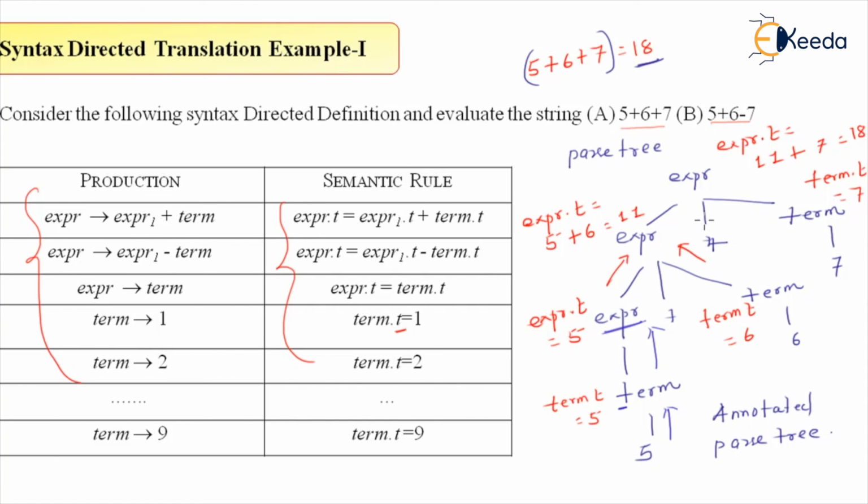Okay, and we can say that here t is basically an attribute, and this attribute is synthesized. This definition also we have seen, synthesized attribute. So this definition we have already seen, and now this is a synthesized attribute. Okay, so this is our example number 1. After this I'll show you 5 plus 6 minus 7.